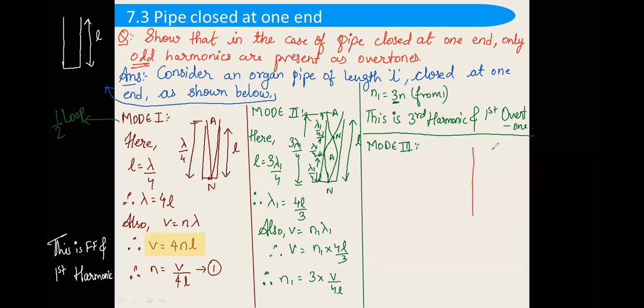So again, we will be drawing a pipe which is closed at one end. The length of the pipe is smaller. At this closed end there will be a node, and at the open end there will be an antinode. One antinode is done. Now two nodes and two antinodes will be there. So this is one node, then an antinode, then a node, then an antinode. Like this.